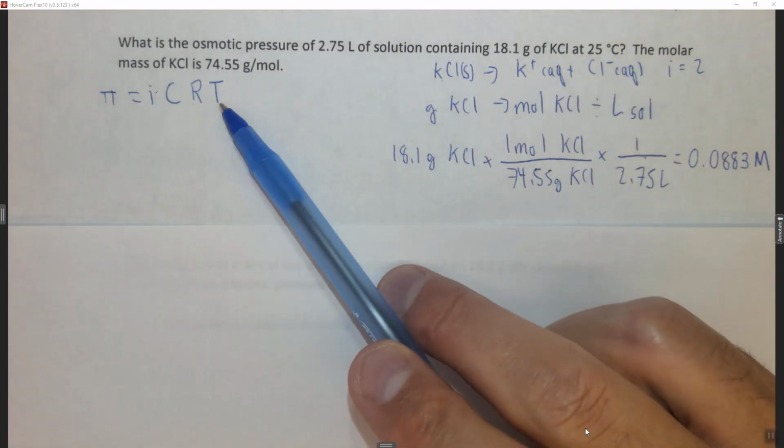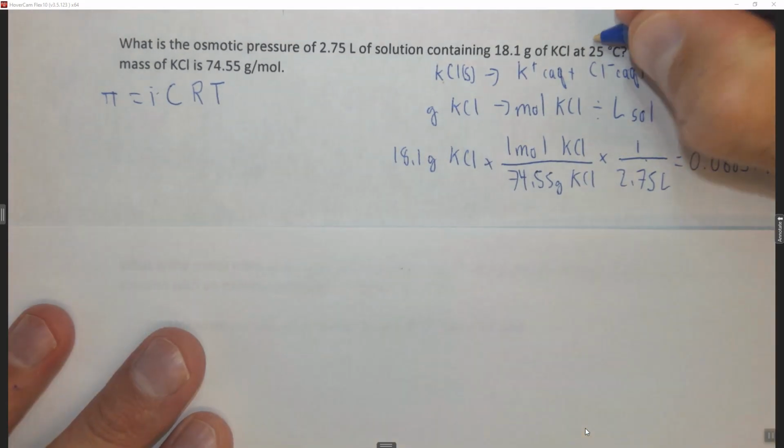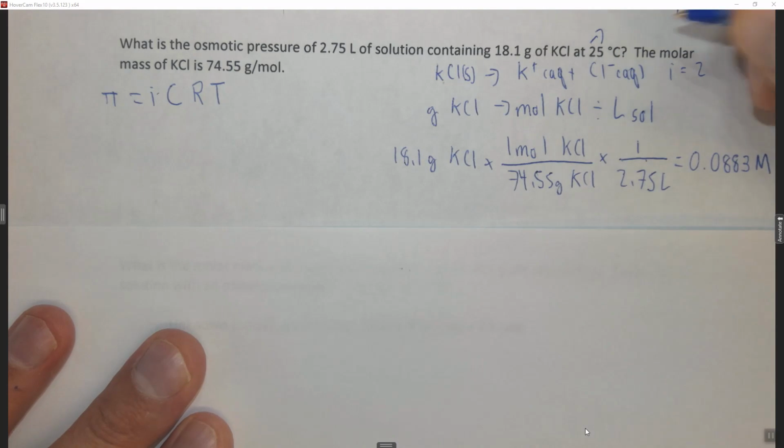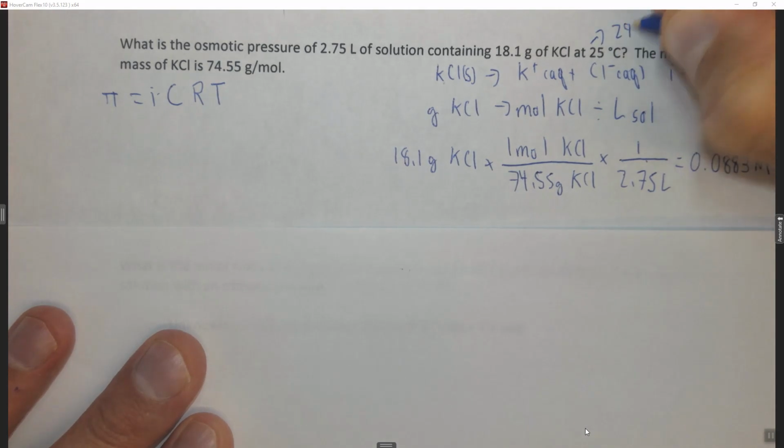So we now have the van 't Hoff factor and the concentration. R again is a constant, and then the temperature just has to be in Kelvin. So we want to take the 25 and add 273, so we get 298 K. We now have everything we need.